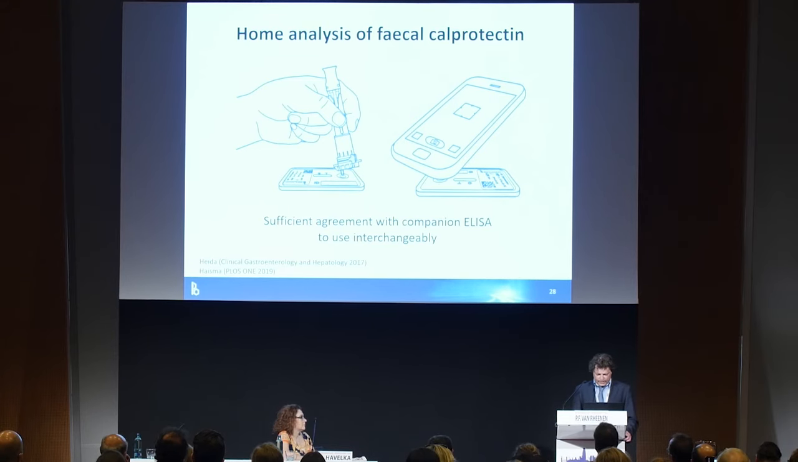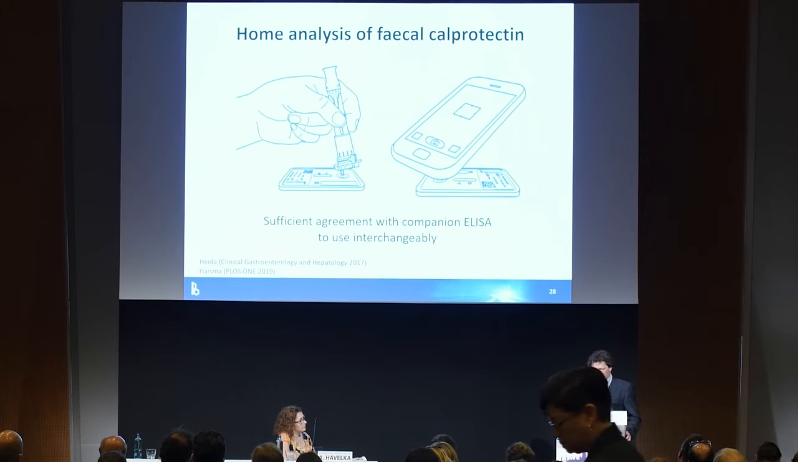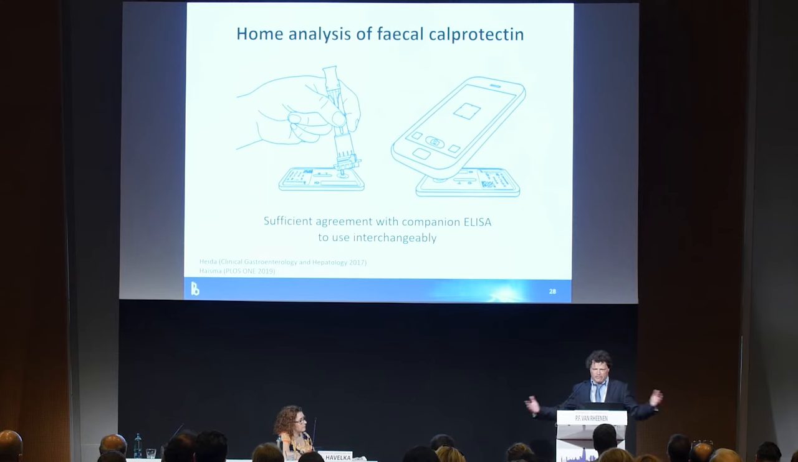We tested the home test and compared it with its companion ELISA. We did that for three different manufacturers. And there is quite good agreement in the low range, and that is the range where we need to be very accurate. In the high range, the red area, accuracy is of less importance. Of course, it should not be a very wide variety of results, but you really need the accuracy in the green and the yellow range.